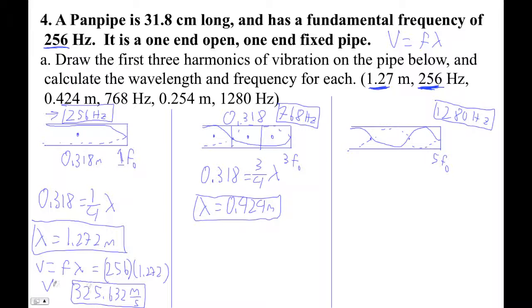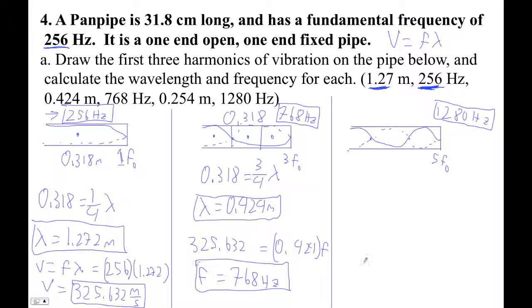Let's suppose if you forget that though, just find the velocity, find the wave speed, and then just use v as f lambda, right? So 325.632 is 0.424 times the frequency, right? So this is v is lambda f, right? I just moved it around a little bit, right? So I just take that guy, divide by 0.424, and I get 768 exactly, which is kind of a hard way to do it, but if you forget, you should be punished for forgetting.